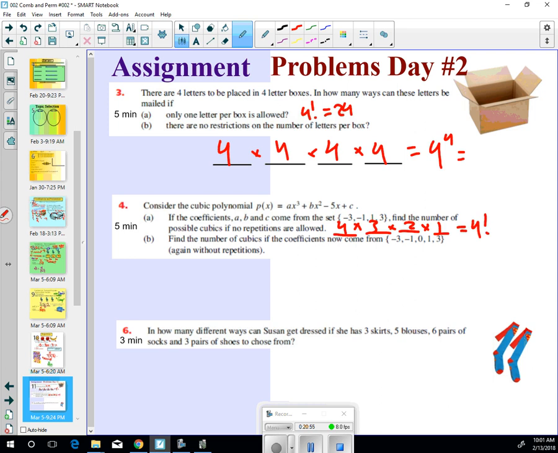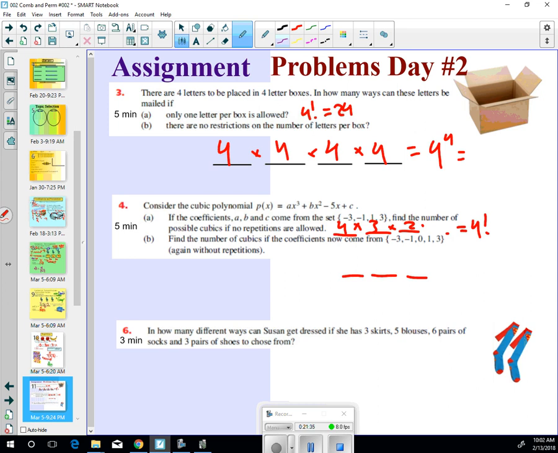Interesting. Then it says find the number of cubics if the coefficients now come from -3, -1, 0, 1, and 3. Because we could have that. Oh, did I do that wrong? Because there's only 3 there. That's okay. I didn't change anything. But there's only 3. So how many possible values could go in the first one? You'd think so. It's a little trick question.